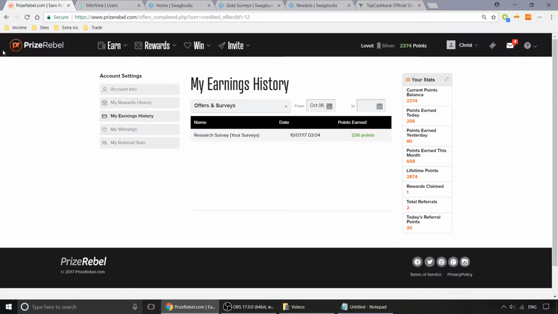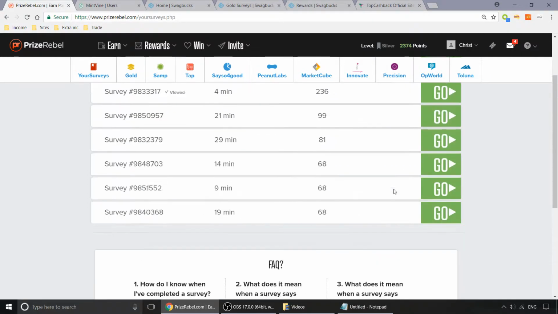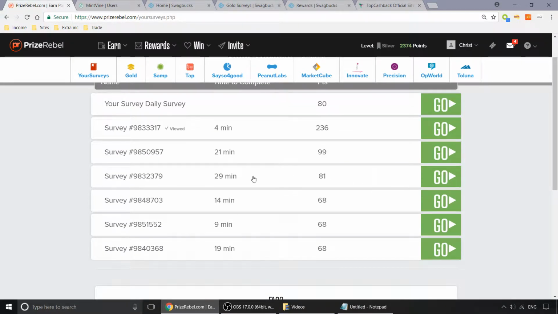So Prize Rebel, as an example, I did one this morning. Ignore the time, it says 3:04, but that's not my local time. That's 236 points, which is $2.36, and it was about golf, which I really like, and that took not even 15 minutes. Today there aren't as many surveys as there often are, but sometimes this page is full. Don't get me wrong, a lot of them, like 81 points, that's terrible. So there are still bad ones, but overall, I find Prize Rebel pays better than Swagbucks.